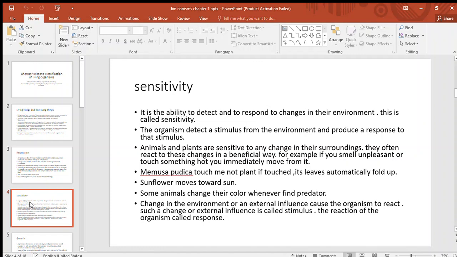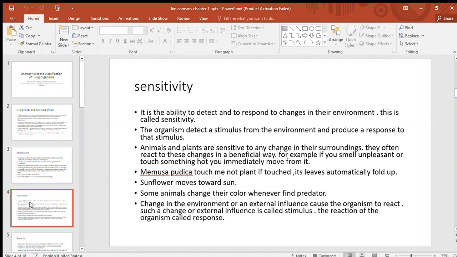Next is sensitivity. Sensitivity is the ability to detect and respond to changes in their environment. You can feel sensitivity very easily when you smell something unpleasant or touch a very hot object, a stimulus is produced and you move away from it. This is sensitivity. Organisms detect a stimulus from the environment and produce a response to that stimulus.